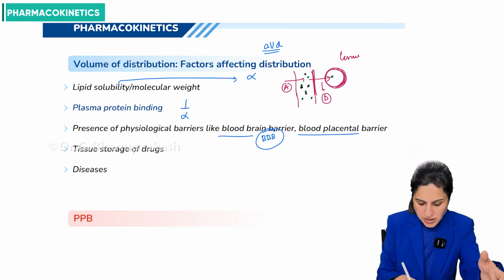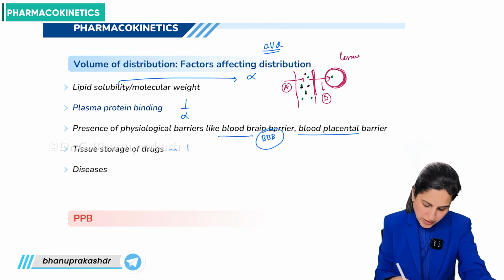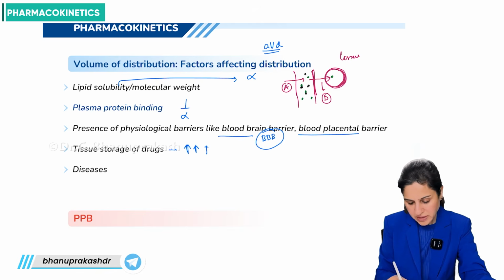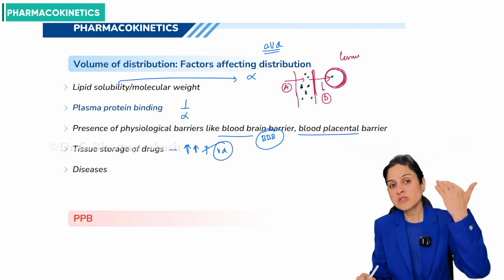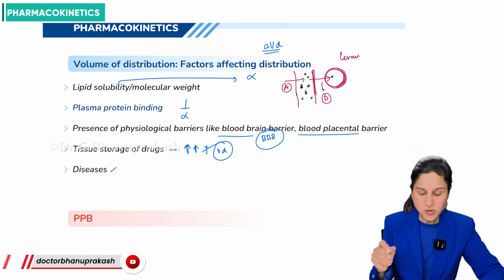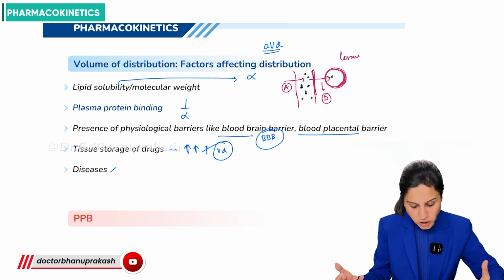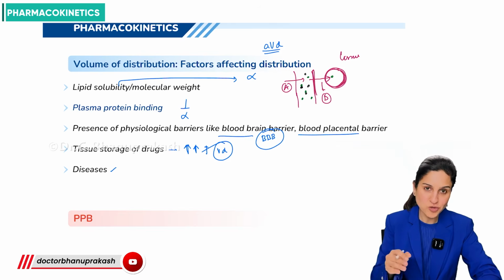Tissue storage of the drugs. There are certain drugs that have a very high volume of distribution, in thousands. That means the drug has gone and gotten stored somewhere in the tissues. Certain diseases also influence the volume of distribution. So let's see the important facts that you need to know about each of these points.